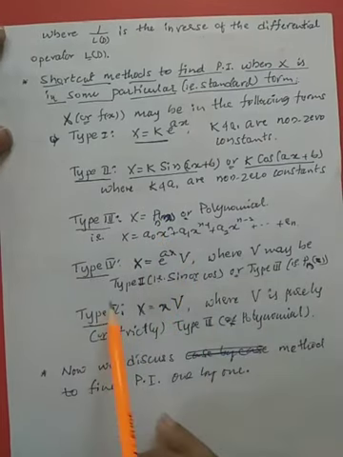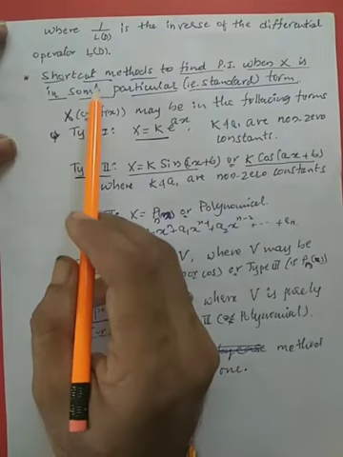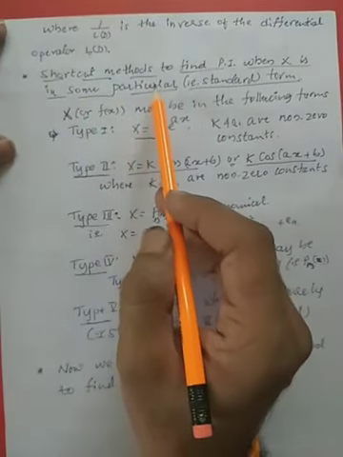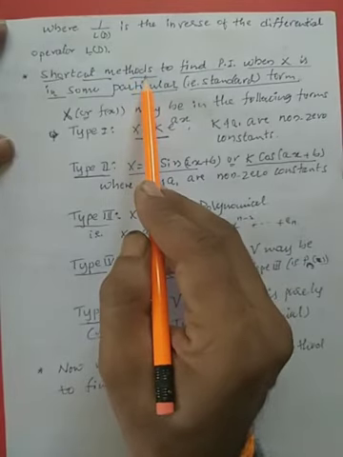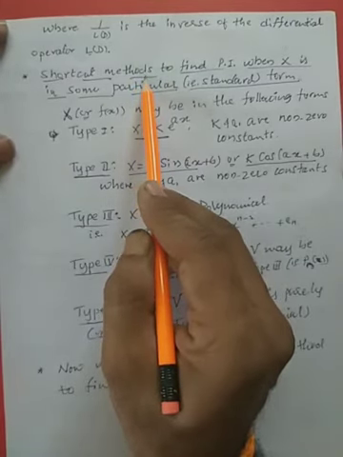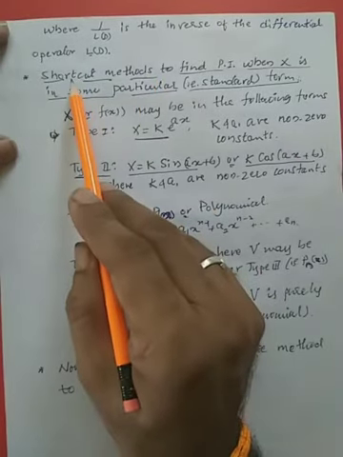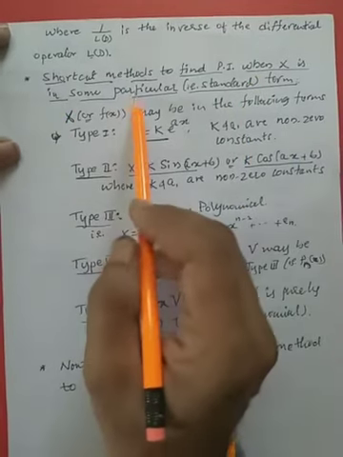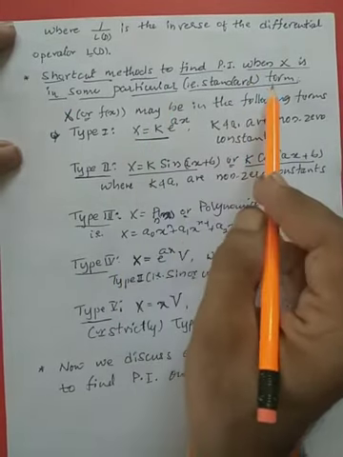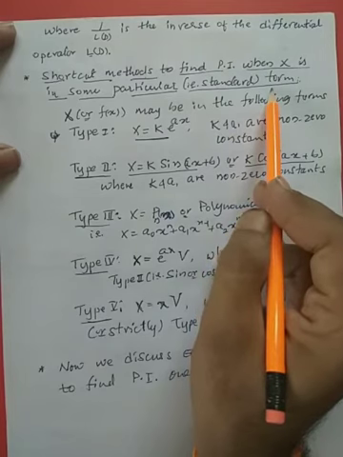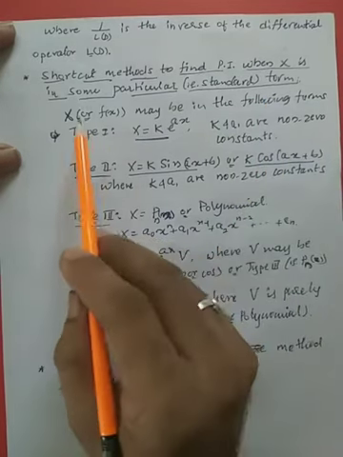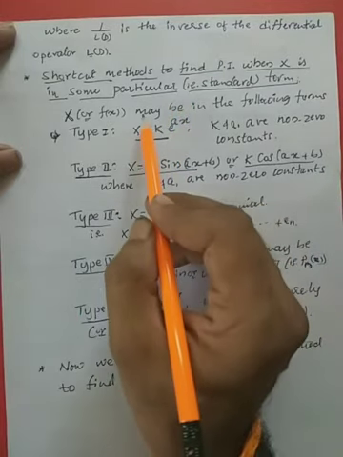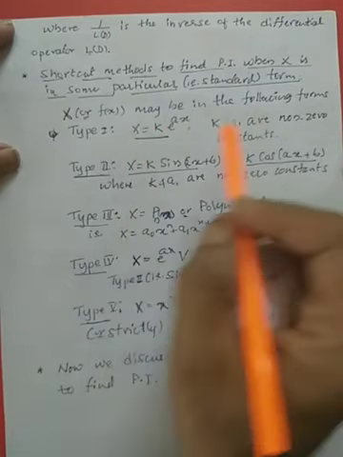Okay, now let us study how to find the PI. There are two methods. One is the direct method and another one is the shortcut method. The direct method becomes a little bit lengthier, tedious and complicated. So what we will do, we will study shortcut methods to find PI when X is in some particular or standard forms. Okay, only standard forms we will discuss, that is X or f of x in the equation, that is the RHS, may be of the following 5 forms.